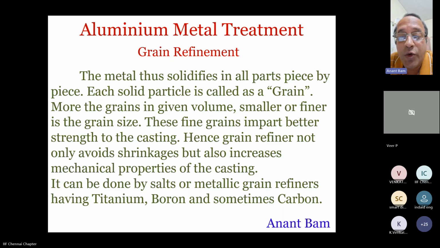That is the strength, that is UTS and YS. It can be done by salts or metallic grain refiners having titanium, boron, or sometimes carbon. The Japanese foundries are using carbon in some cases as grain refiner. I have not witnessed it because I was not allowed to visit it.